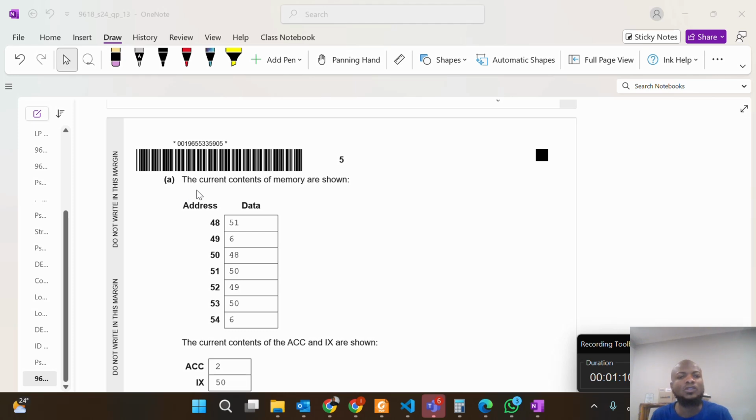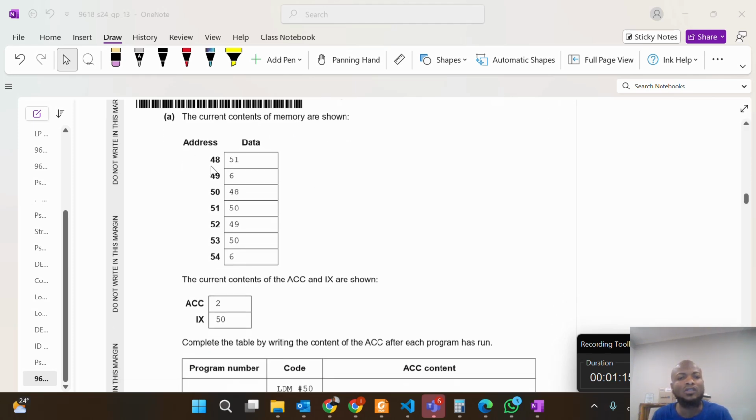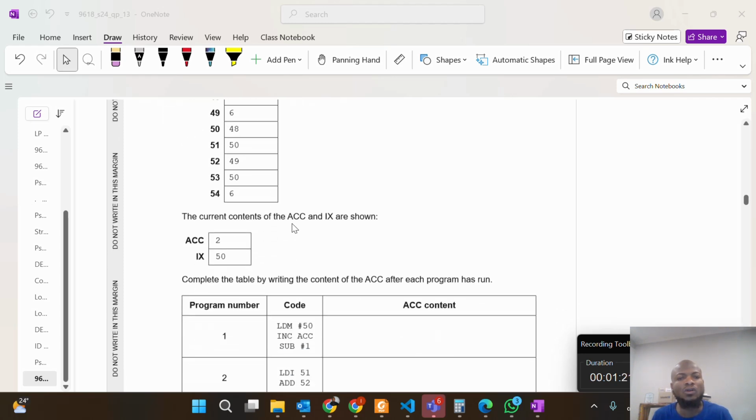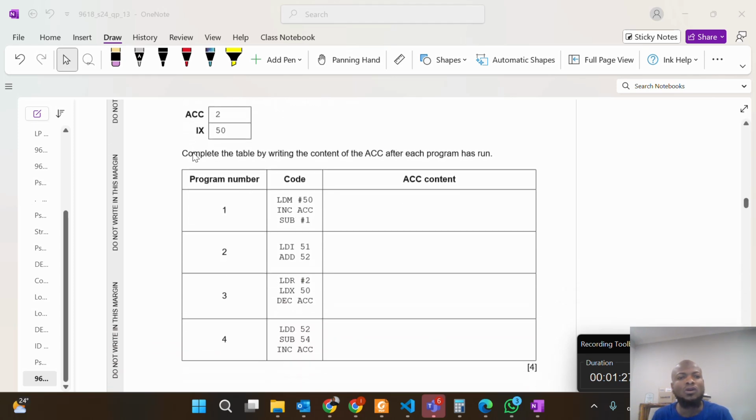Then question A. The current contents of memory are shown. This is the address, this is the data. The current contents of the accumulator and index registers are shown. Complete the table by writing the contents of the accumulator after each program has run. So how is this understood? We are asked to write just the accumulator contents.